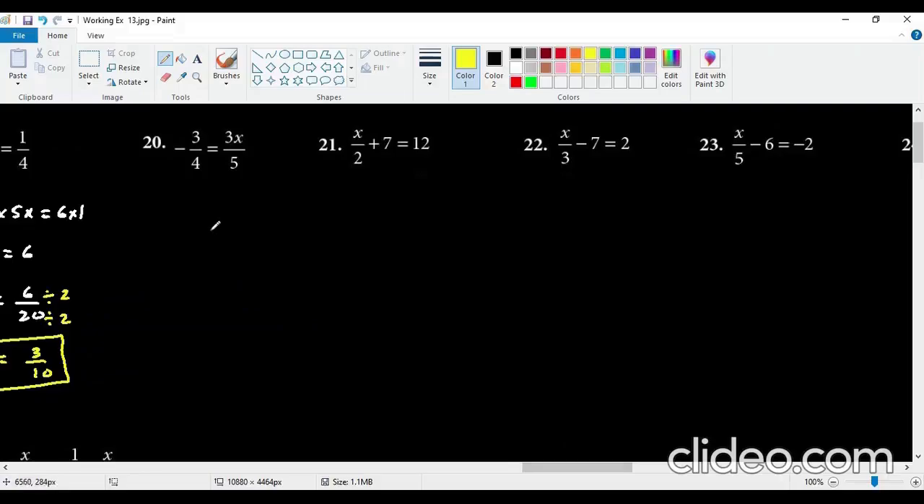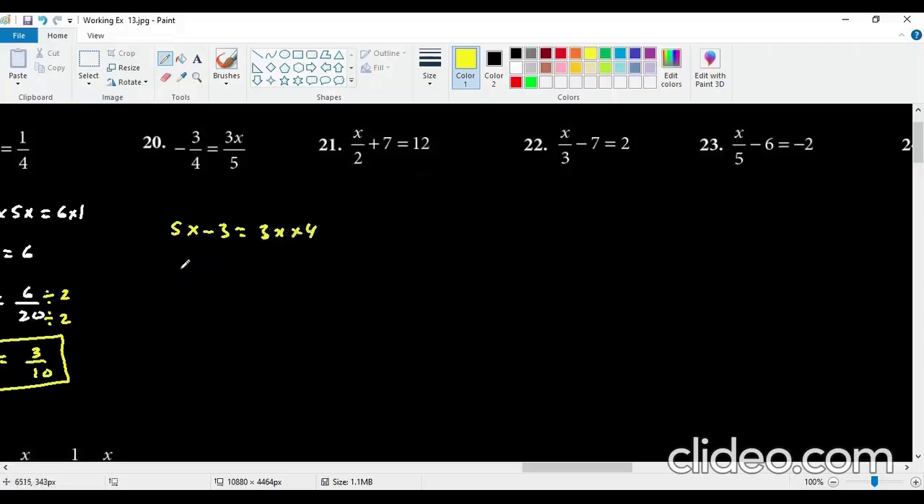Question number 20 is with a negative sign in between. So what you'll do is 5 times negative 3 and 4 times 3x. Either way is fine. So negative 15x equals, there is no, okay, it is not 5x, it is 5 instead. 5 is multiplied by negative 3, and 3x is multiplied by 4.